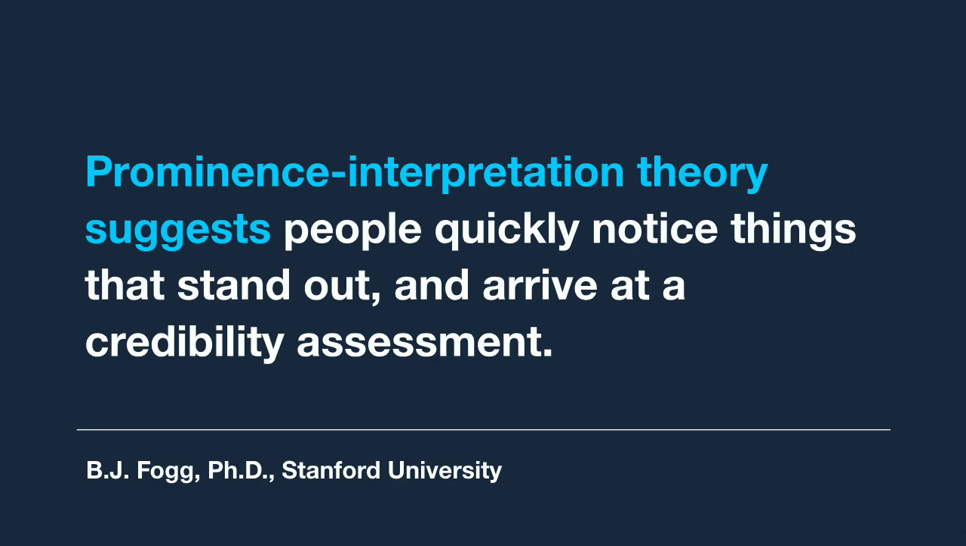And that might be due in part to something we call prominence interpretation theory, which says essentially that because users make judgments and assessments so quickly, nothing on the site jumped out at them and said, hey, this isn't safe research from the US government.